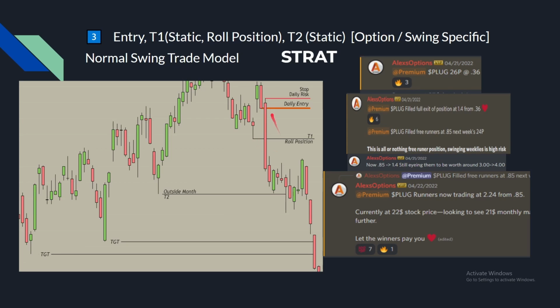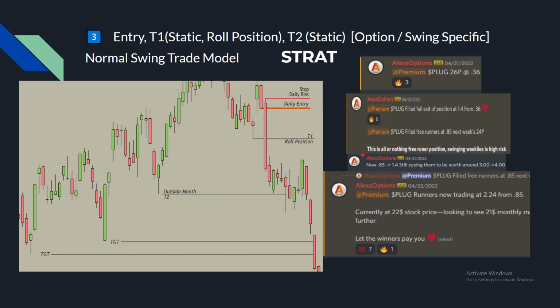Once we hit T1 from daily entry, that's where we'd roll the position. So you can see we got in at 0.36, and filled the full exit of the position at 1.4. So about $100 a contract. For simplicity's sake, we'll just say 100. And then we moved into free runners. Next week's puts, you can see 2 strikes lower, and it's slightly more expensive because there's some more time on those contracts.